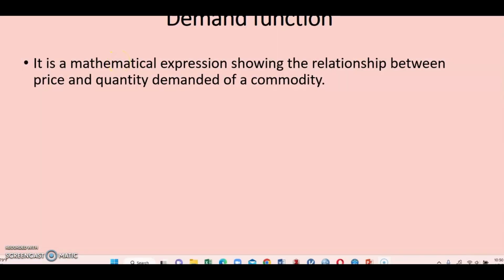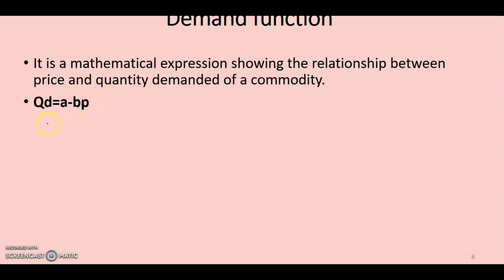Now we take the last concept, which is the demand function. It is a mathematical representation showing the relationship between price and quantity demanded of a commodity. So the underlining word here is mathematical representation or expression. Now let's have an example of a demand function. That is an example of a demand function you see right here.